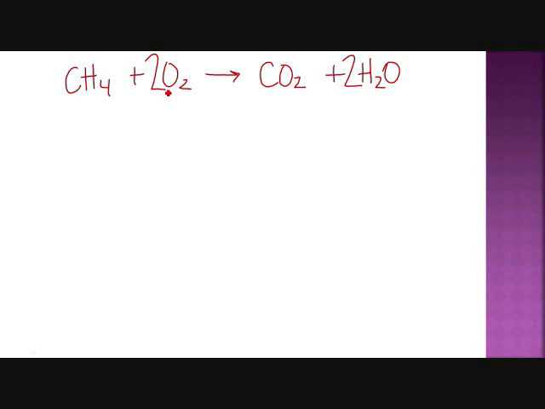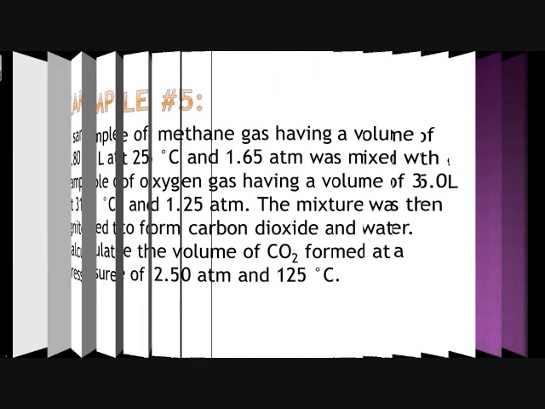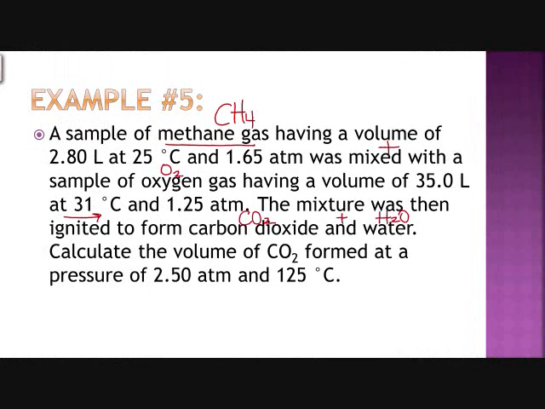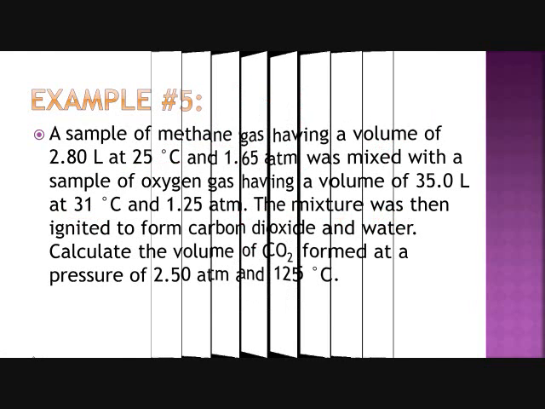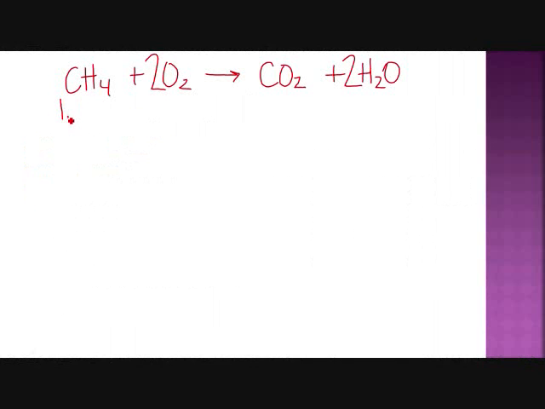What I'm going to do this time is list underneath, just like I do when I'm doing stoichiometry with a mole map problem, what I know about each type of gas. The methane has a volume at this temperature and this pressure, so I'm going to list all that under the CH4. I know that the pressure is 1.65 atmospheres, the volume is 2.80 liters, and the temp was 25 degrees Celsius. We'll probably have to change that Celsius, but we'll do it in a second.